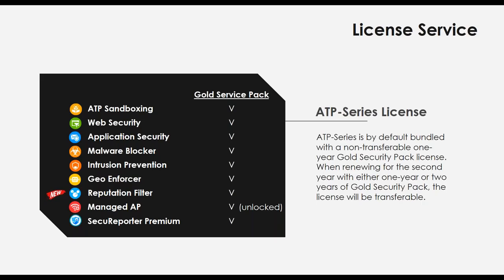So the license service, these are the part numbers and so on and so forth. By default, the ATP is bundled with a non-transferable, what's called gold security pack license, which includes all of these particular security features. So that's the sandboxing, web security, application patrol, malware blocking, intrusion prevention, geographical enforcement, and obviously now there's the reputation filter that's been added, managing access points, and the secure reporter premium analytics service. When you renew for the second year with either a 1 year or a 2 year gold security license, that license can be transferable if required after renewal.